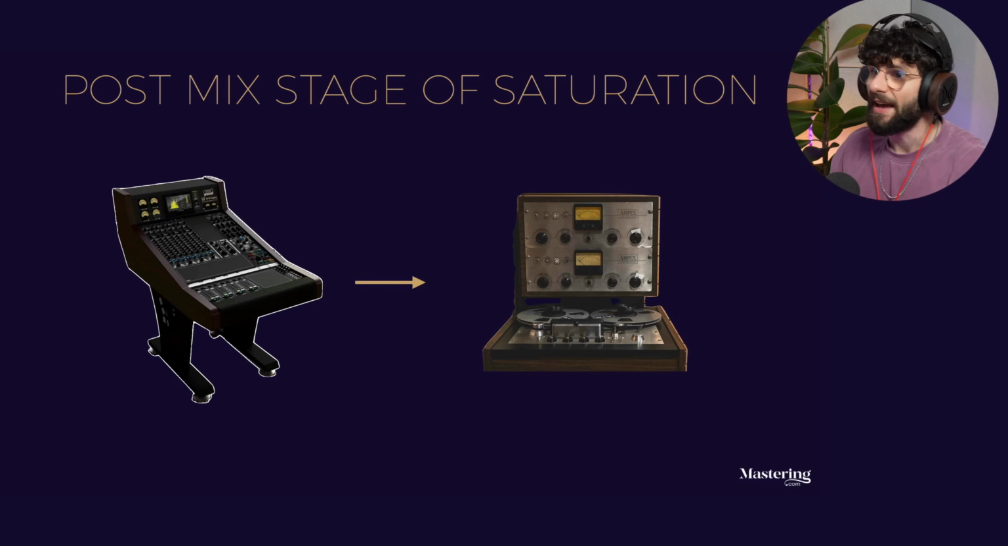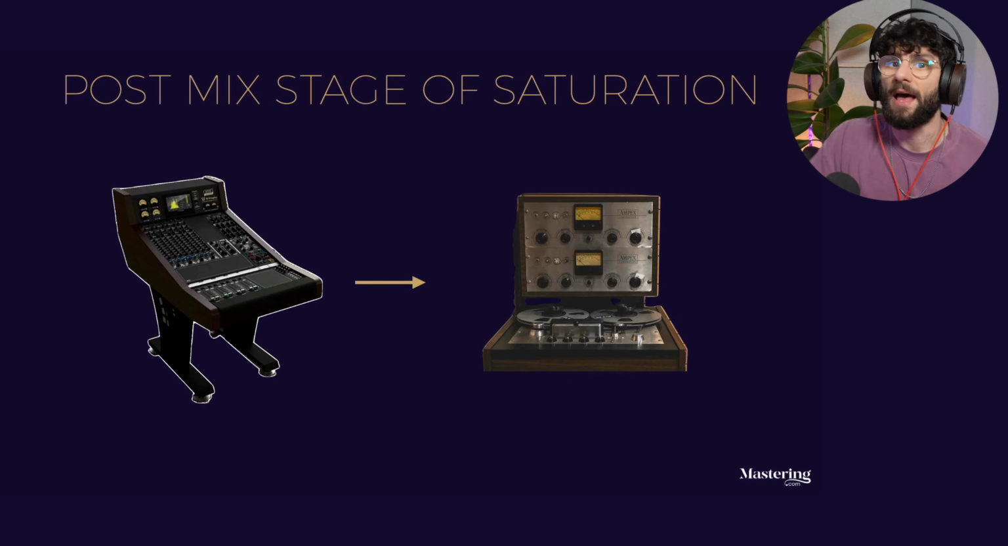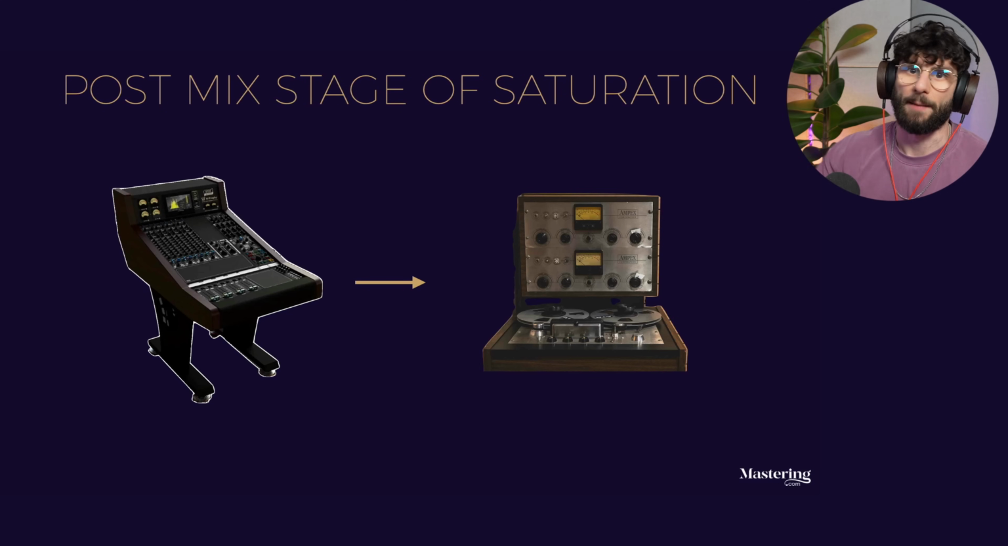And then finally, we have tape emulation. We have our second stage of tape emulation, which is our master tape, which is different to our tracking tape. They're slightly built differently. They have slightly different characteristics. And you're going to use this to be the final stage when you've got your end mix, and that's going to be printed to tape.